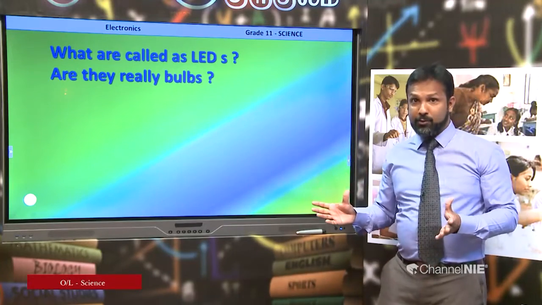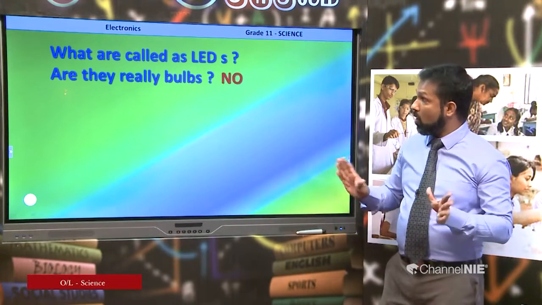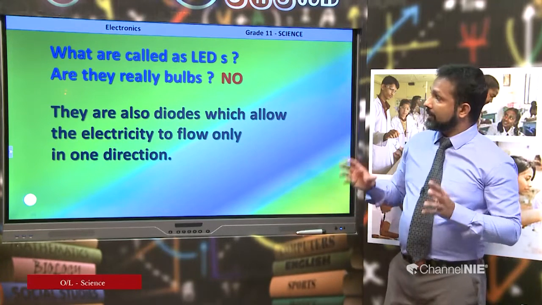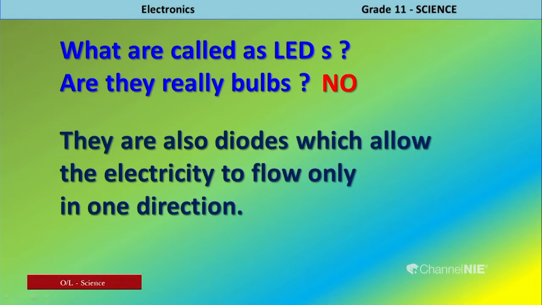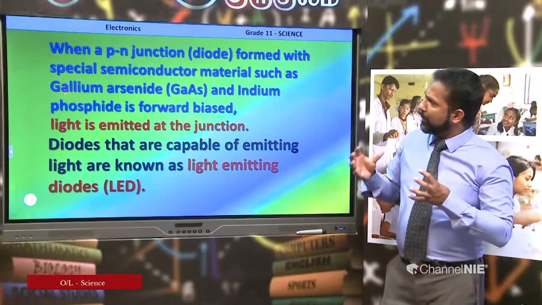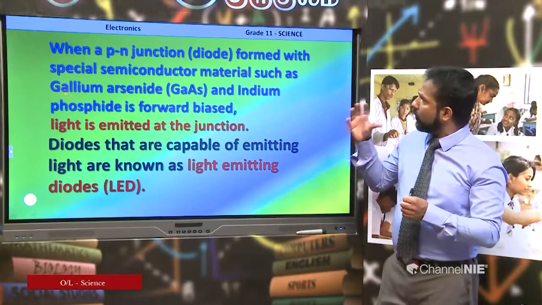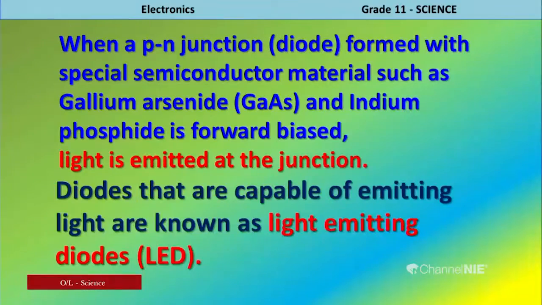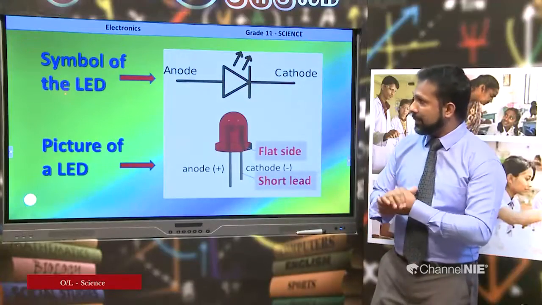Are they really bulbs? What do you think about? No, they are not bulbs. They are also diodes which allows the electricity to flow only in one direction. So when a PN junction or diode formed with special semiconductor materials such as gallium arsenide, indium phosphide, and when they are forward bias, light is emitted from the diode. Diodes that are capable of emitting light during the forward bias instance are called as light emitting diodes.